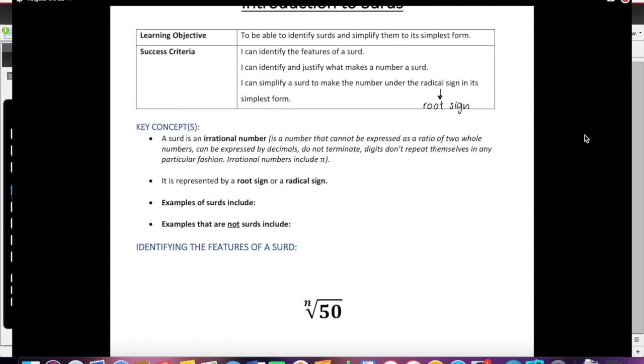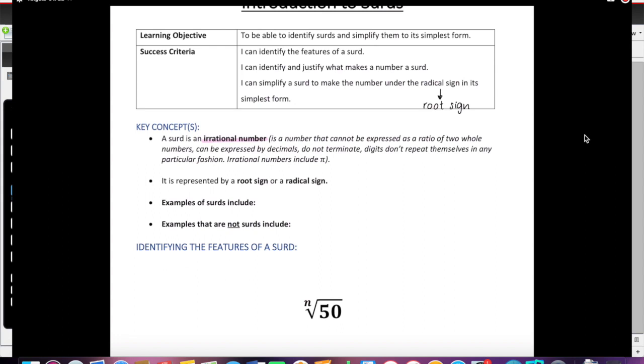A surd is an example of an irrational number in that the number cannot be expressed as a ratio of two whole numbers. So an example of an irrational number could be pi. If you're struggling to remember what exactly an irrational number is, I'd highly recommend going back to the task where I got you to categorize different types of numbers into a hierarchy, where you will have written definitions of different types of numbers down.